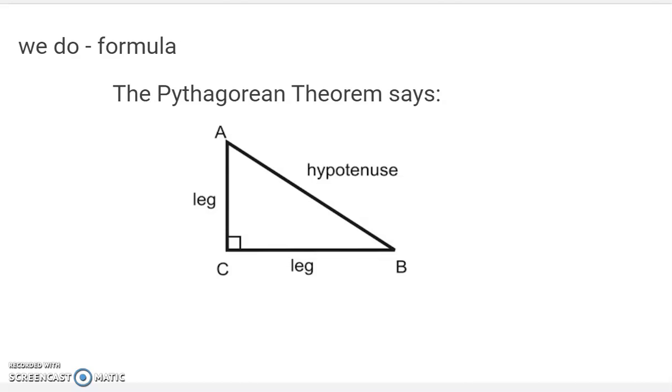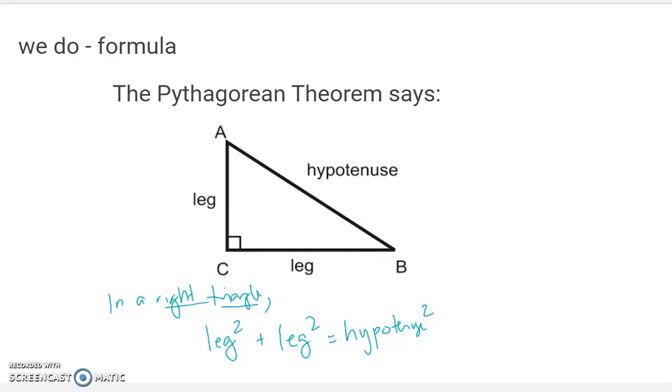So the Pythagorean theorem says, in a right triangle, and only in a right triangle, the leg squared plus the other leg squared equals the hypotenuse squared.